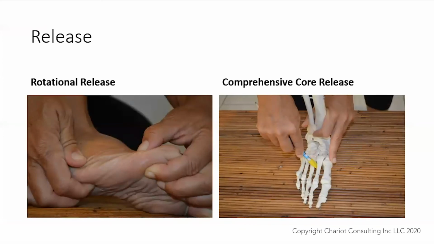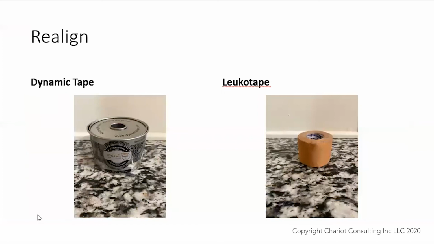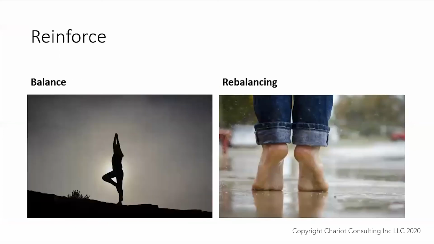And then once we release, we go ahead and realign using our dynamic tape or our Leuco tape. The tarsals are super easy. There's only two types of taping that's required for them. And then we'll go ahead and do some rebalancing exercises to teach the foot how to accommodate to its new range of motion and how to bear weight properly.